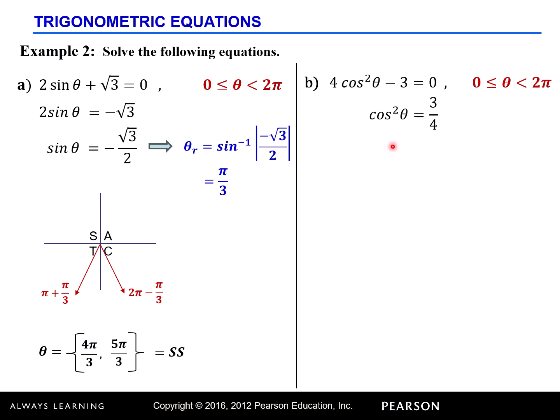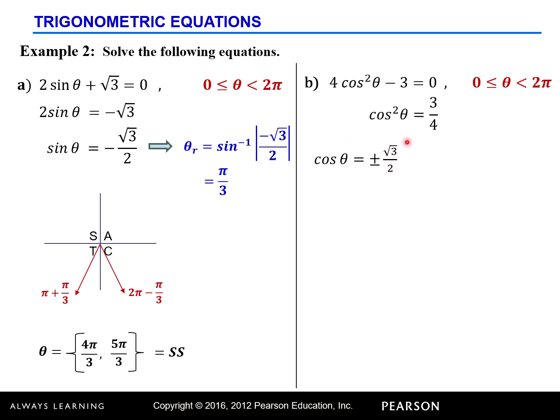Then after that, we can get the square root of both sides. When we get the square root of both sides, the left side will be cosine theta, and the other side will be the square root of 3 over 4 with a plus and a minus. So we get cosine theta is equal to plus and minus square root of 3 over 2.